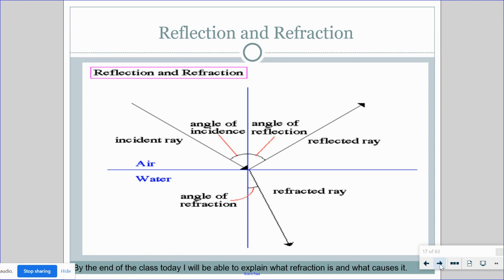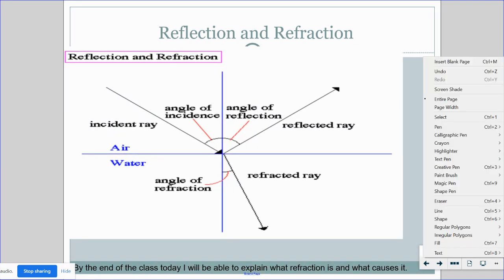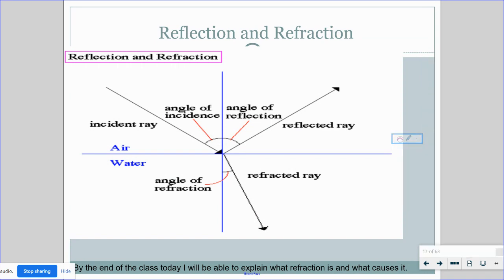Okay, so when we're drawing these ray diagrams, the top half here, oops, I should pick my pen tool. This part here is what we did before with straight mirrors and curved mirrors. You had your incident ray coming in, and then your angle of incidence and your angle of reflection were the same, with your reflected ray going out.